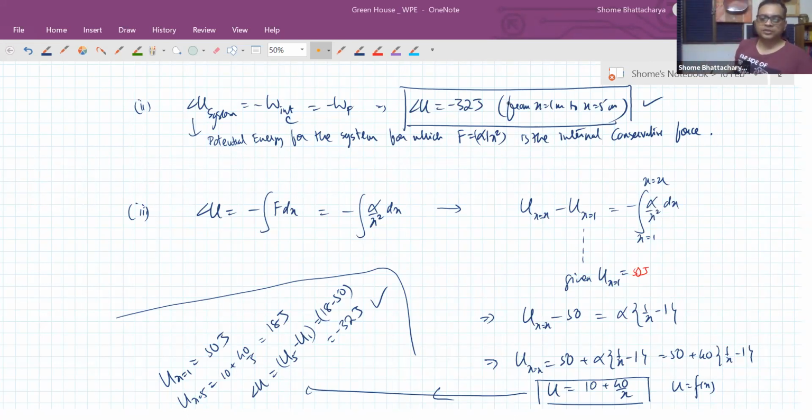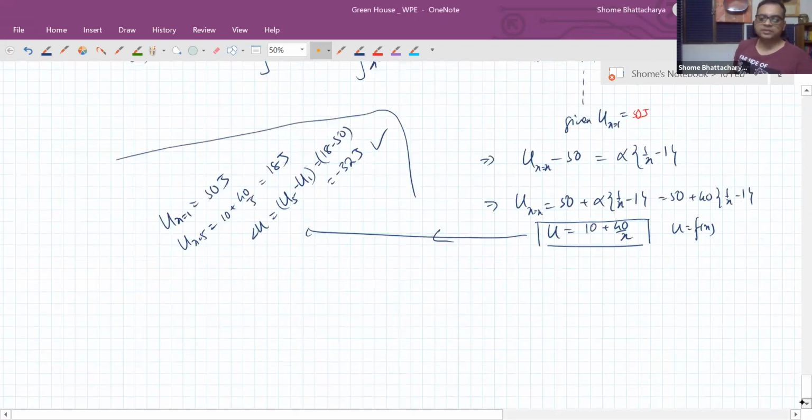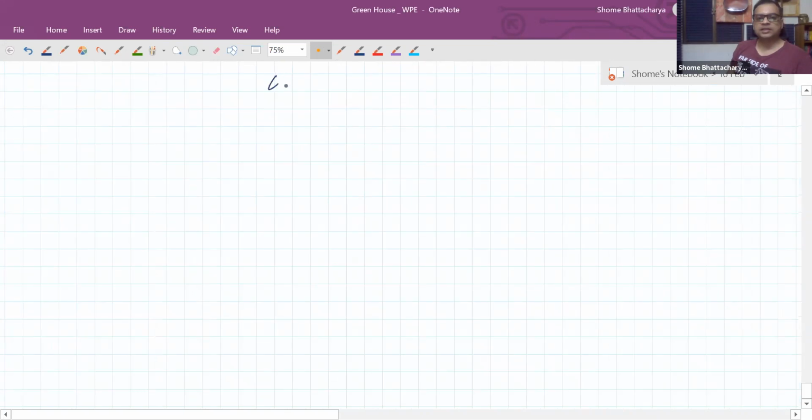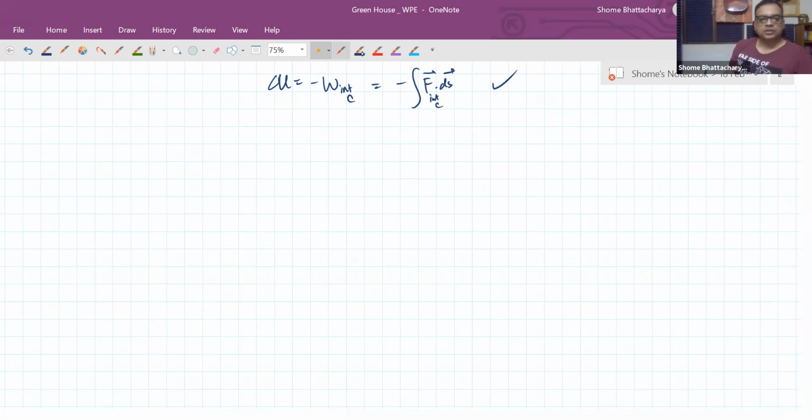Okay, so hope this example is clear. For a situation where you are just given a conservative force, how you will define the potential energy for that conservative force: given the formula of the force, you will just use this relationship that delta U is negative of work done by the internal conservative force. So it is negative of F dot ds, or whatever that conservative force is given to us. This is the expression.